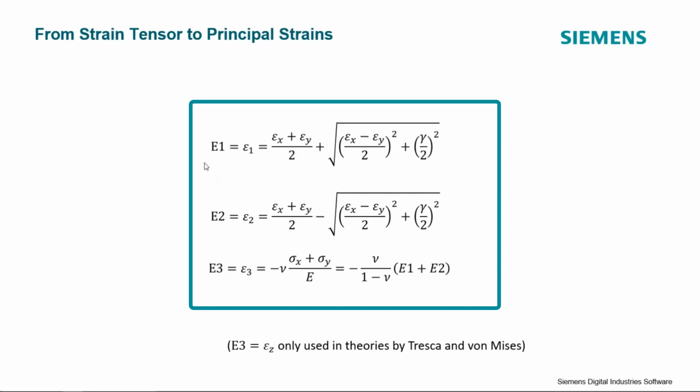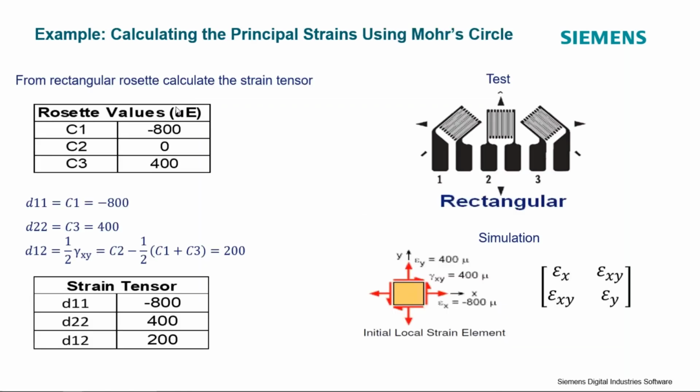These equations are nice, but I find it a little more instructive to show how these quantities are calculated using Mohr's circle, because Mohr's circle gives you some nice graphical insight as to what's really happening at different angle directions on our strain element. So we're going to run through an example where, instead of using those equations that we showed on the previous page, we calculate the principal strains using Mohr's circle.